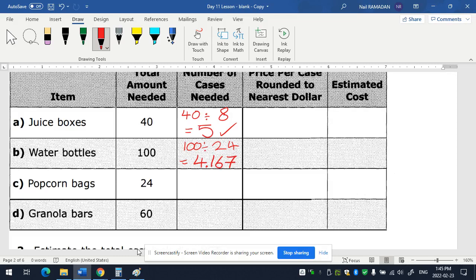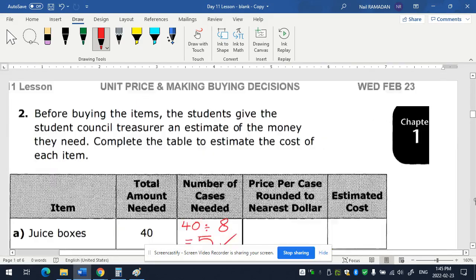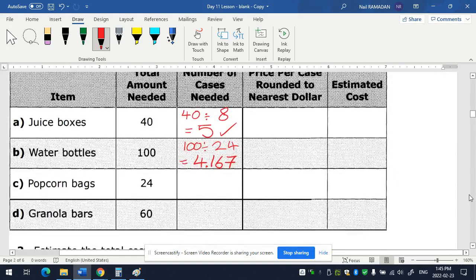Now, what about the popcorn bags? They need 24 bags, but how many come in one case? I know, 12. Hey, 12 and 24, good numbers. They will work together. So 24 divided by 12. That's exactly 2. So 2 cases of popcorn bags should be perfectly what they need.